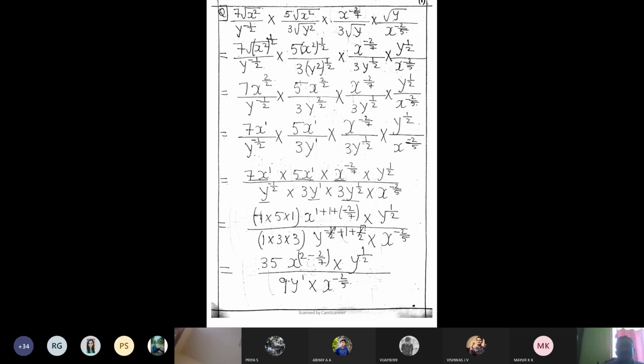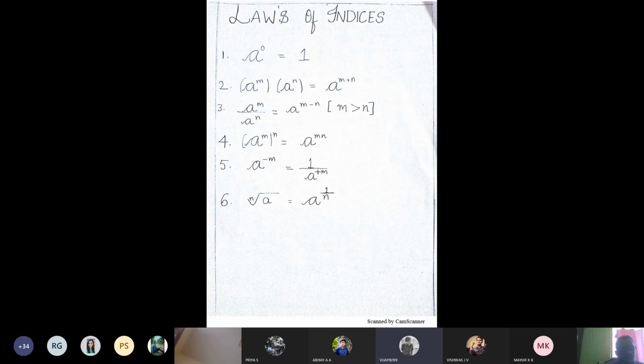And now x to the power of minus 2 by 7. And here root y is there, and root y gets converted into y raised to the power of half. And if you do the simplification, here you will get x 7 into x to the power of 1. You are getting it? Yes, sir.